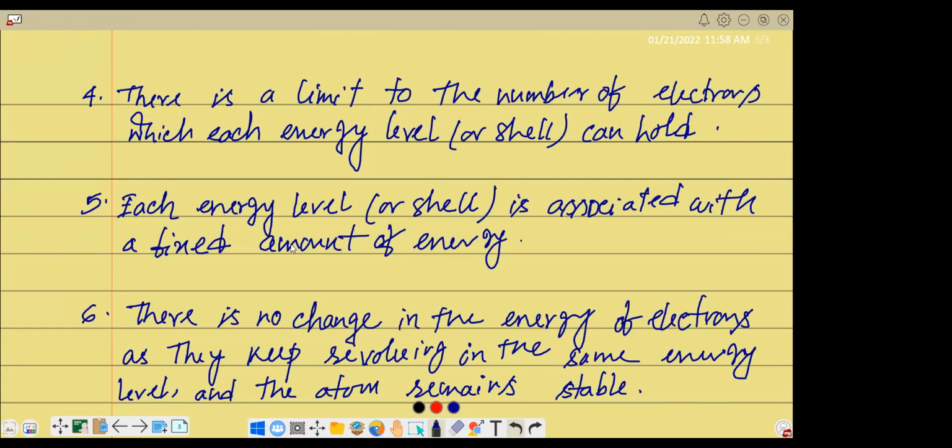And the number 5 point is also very important, that each energy level is associated with a fixed amount of energy. The shell nearest to the nucleus has the minimum energy, and the shell furthest from the nucleus has the maximum energy. Okay. Done? Yes, sir. Okay, let me go to the next topic.